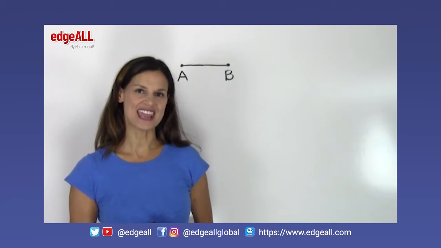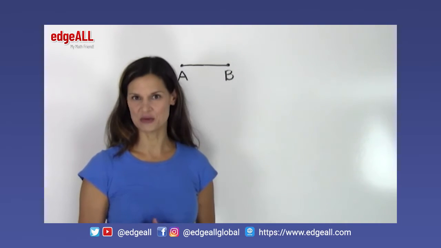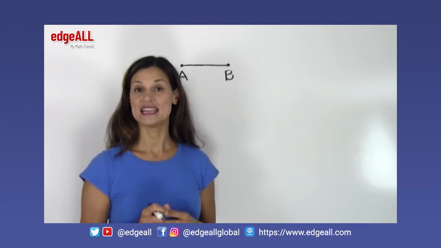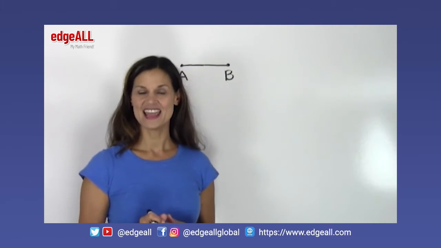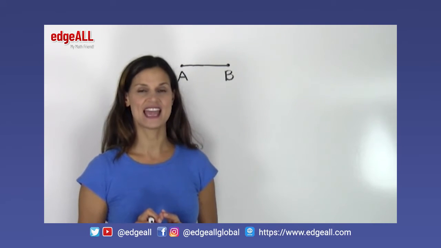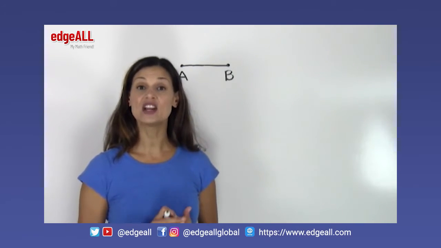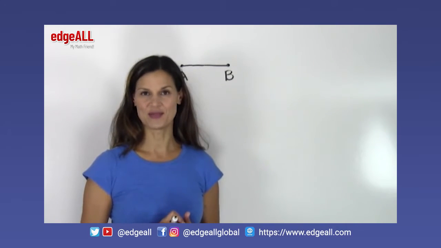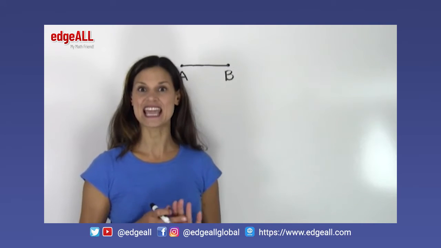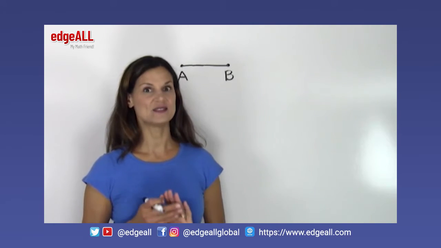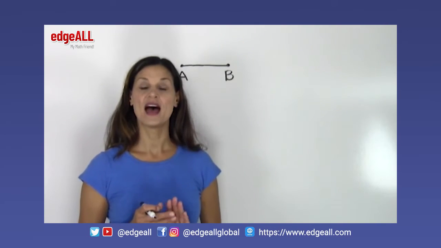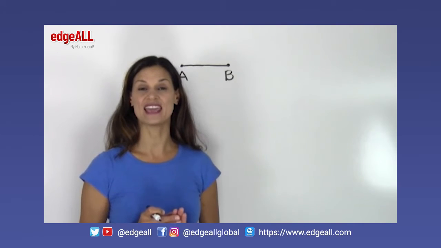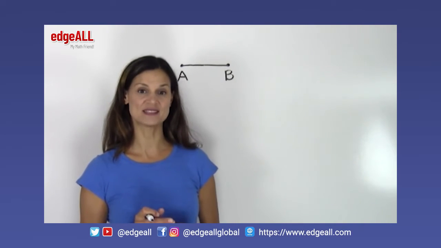In geometry, a line has 3 properties. It is straight, it has no thickness, and a line goes on in both directions forever. Its length is infinite. This is very important. A line keeps going in both directions.